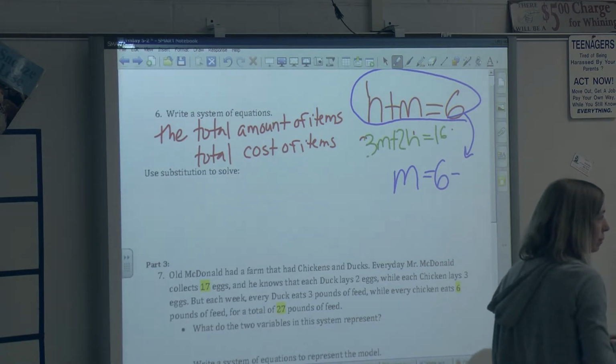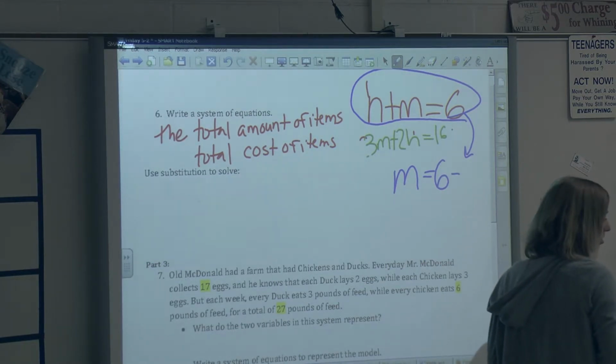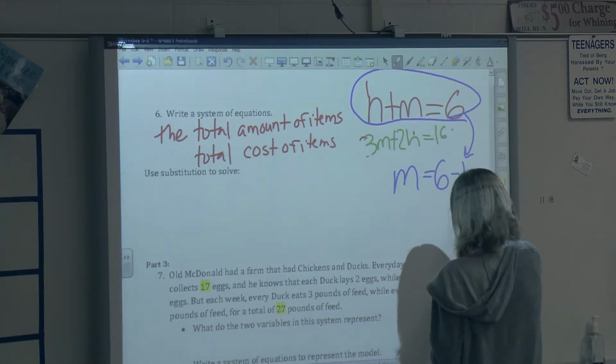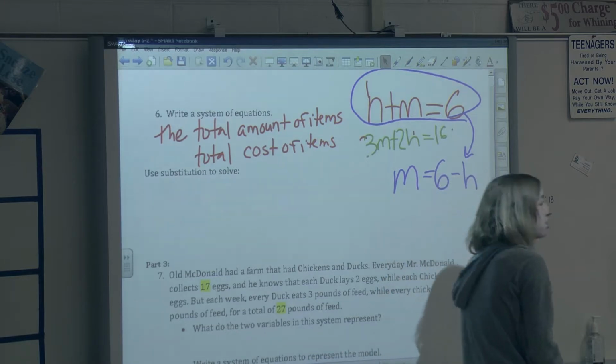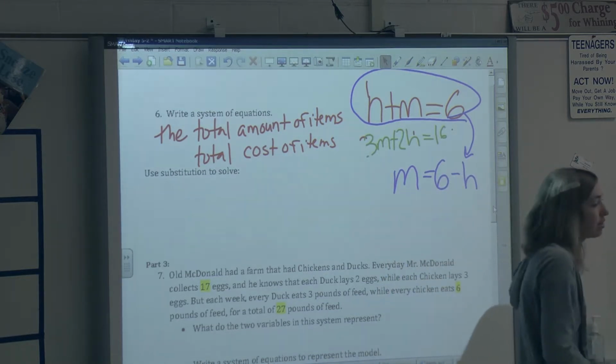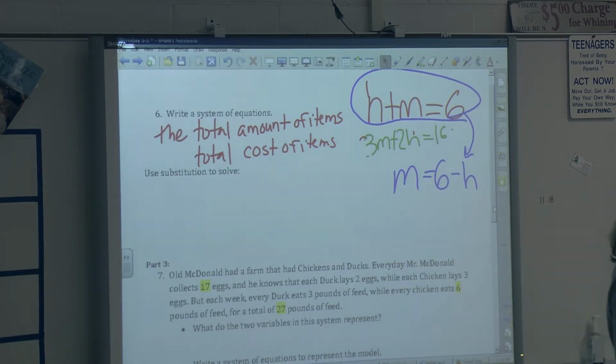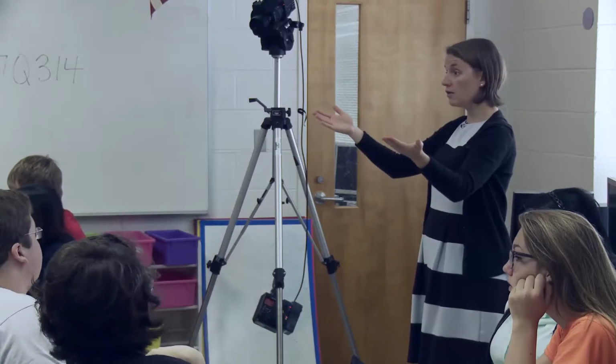Okay, so we have 3 groups that are totally on the right track. We have some that aren't. So, Kaylee, I want you to go ahead and explain the equation you guys came up with. If you have 6 items and then you subtract the Hershey bars, that will give you the amount of bags. Right, pretending like we don't know.